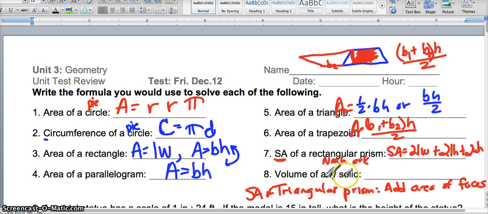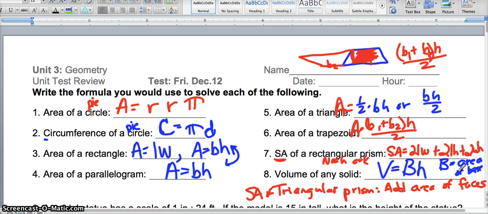Finally, the volume of anything is V equals uppercase B times h. The thing is, what does that uppercase B represent? The uppercase B represents the area of the base.